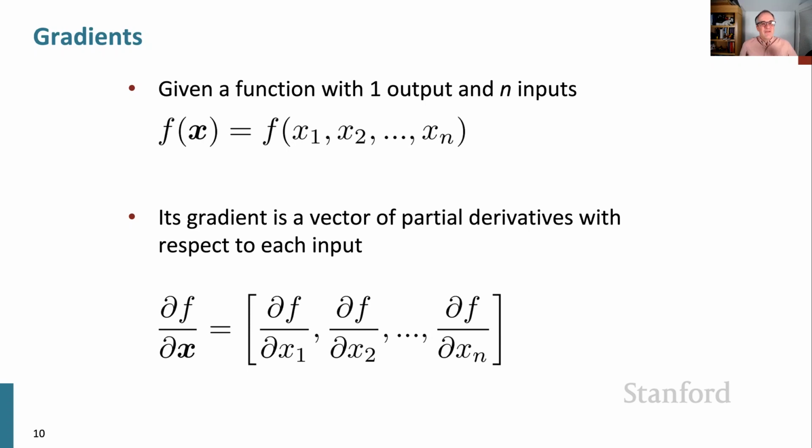So if we have a function with one output and n inputs, then we have a gradient. A gradient is a vector of partial derivatives with respect to each input. So we've got n inputs, x1 to xn, and we're working out the partial derivative of f with respect to x1, the partial derivative of f with respect to x2, etc. And we then get a vector of partial derivatives, where each element of this vector is just like a simple derivative with respect to one variable.